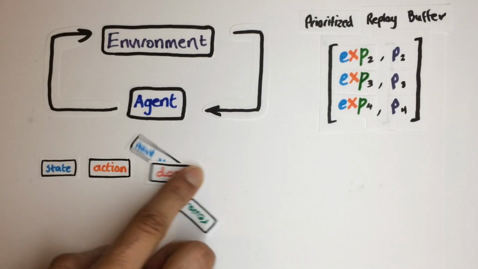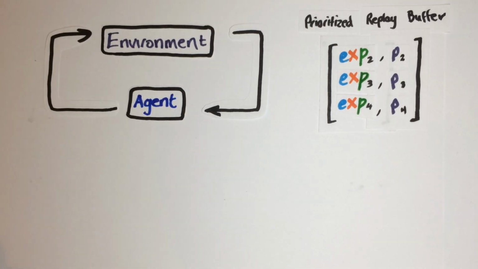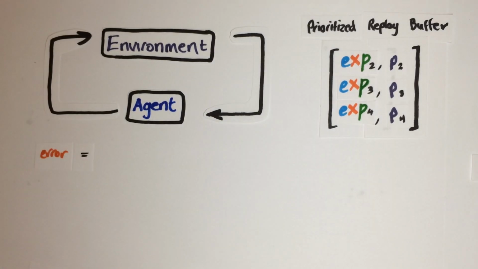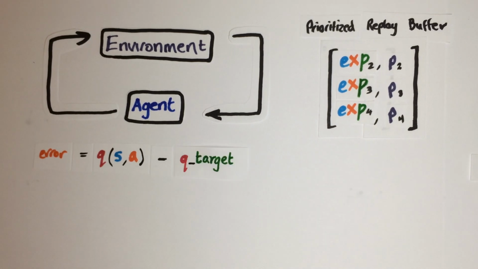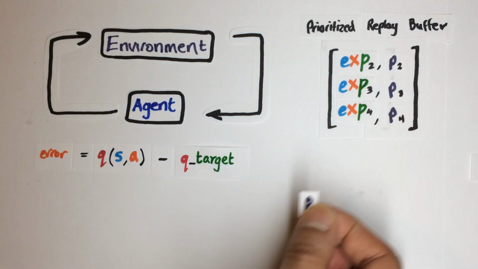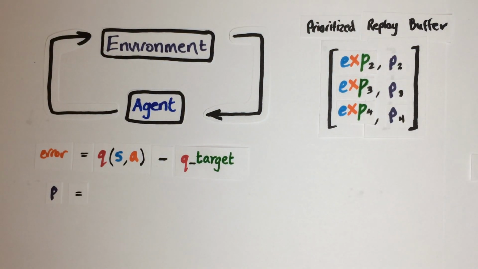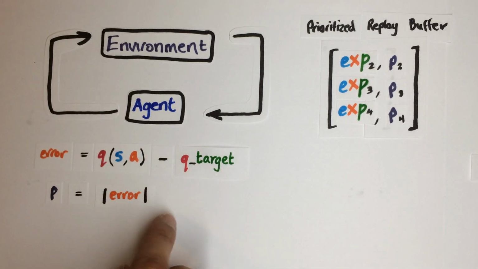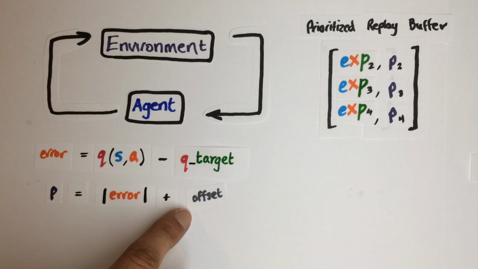Now if we relate this to reinforcement learning, we are training our agent to minimize the error which we approximate as the difference between the predicted Q value for the state action pair and the Q target value calculated from the Bellman equation. So we can actually set our priority value for each tuple to be directly proportional to the absolute value of this calculated error. There's just one small issue here, that is when the error turns out to be 0. We don't want our priority weight to be 0, as this experience might be useful later on. So we'll add a small offset value to each priority to fix this.